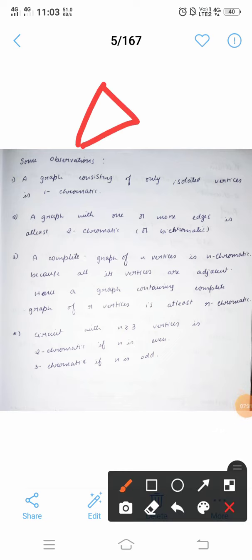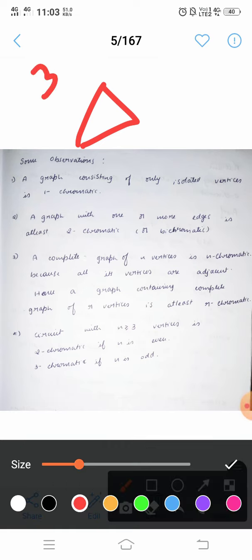This is a complete graph with three vertices, right? How many colors do we need? If I paint with one color, this vertex is adjacent to the vertex which is colored with 1. So I need one more color, 2. Now this vertex is adjacent to the vertex colored with 1 and the vertex colored with 2, so we can't use color 1 and color 2. We need one more color. I take that as 3.